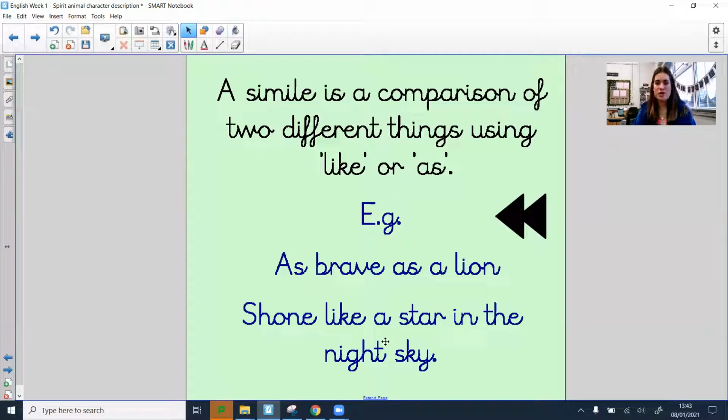Okay, so we're getting this idea that a simile is a comparison of two different things. For example, you might say his eyes shone like a star in the night sky. So you're comparing the eyes and the star, okay, by saying they both shine in the night sky. You're comparing those two things, but we are using the words as or like.